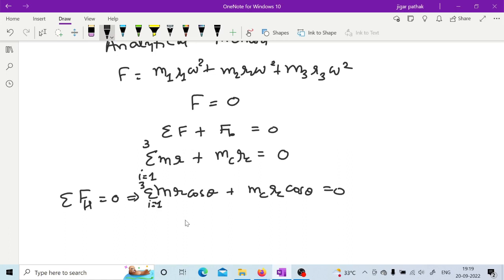Sir, is the first equation in vector form? Sorry? Sir, is the first equation in vector form? Uh, which one?